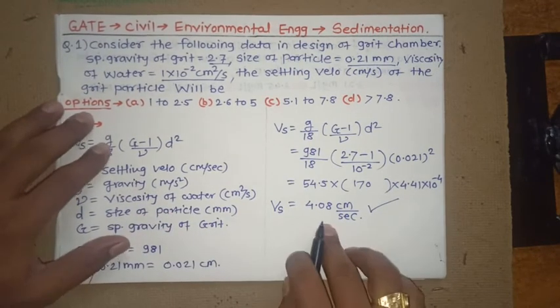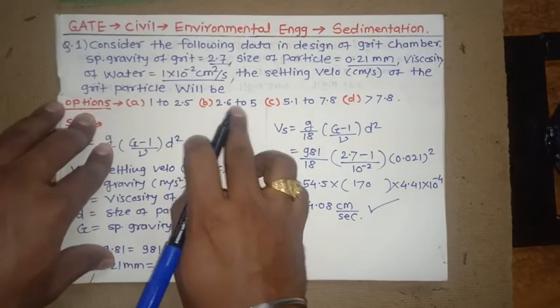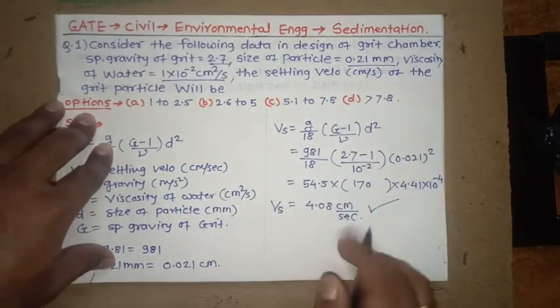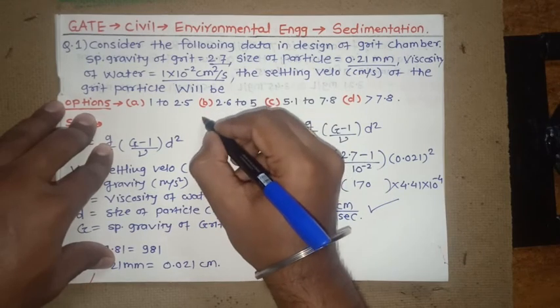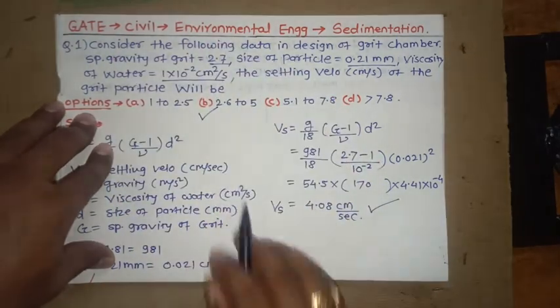Now it is in between 2.6 and 5 centimeter per second, so our correct option is B. This is the solution for this question.